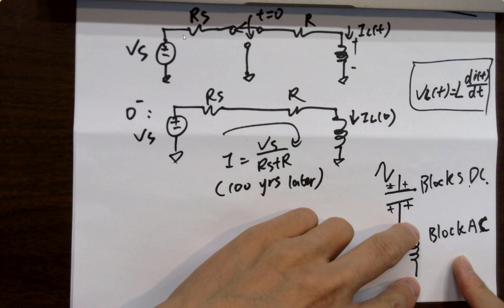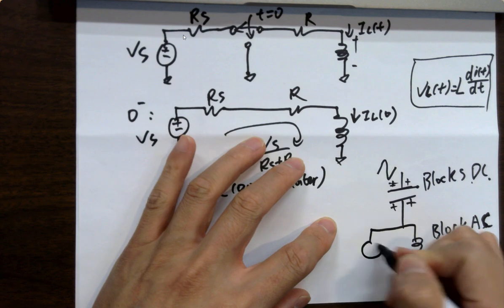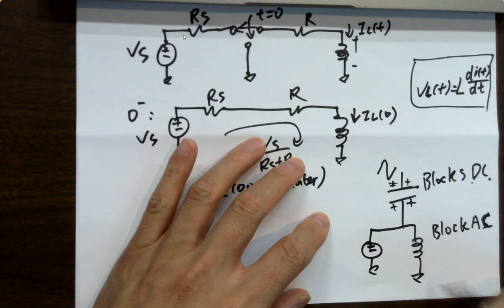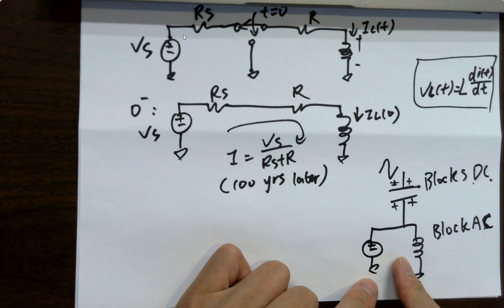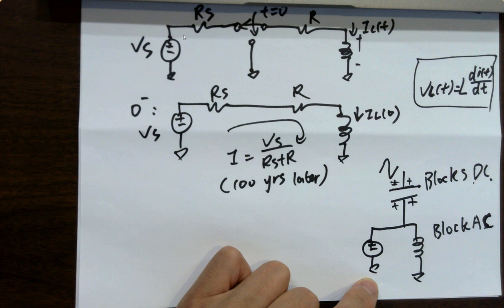So for a DC voltage, if you add just a DC voltage here, it's like a short circuit. It's shorting the two terminals of the battery. It's going to generate a lot of heat over time.